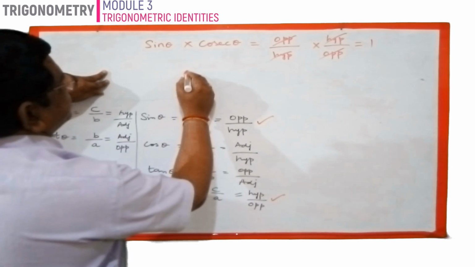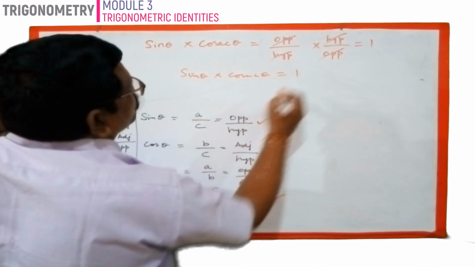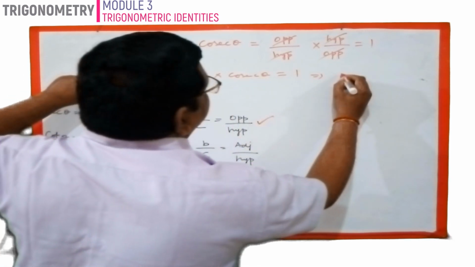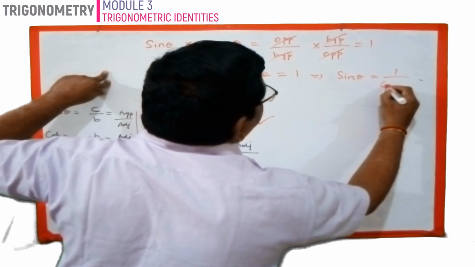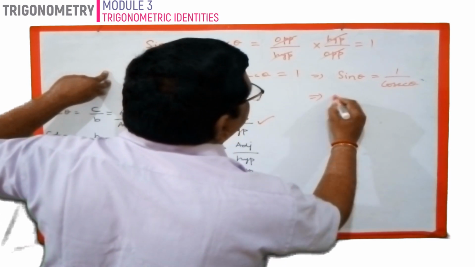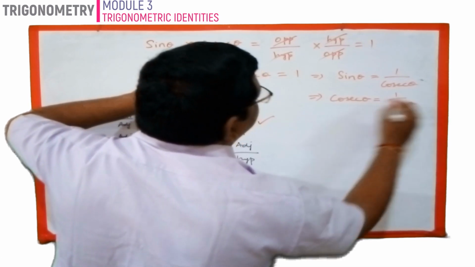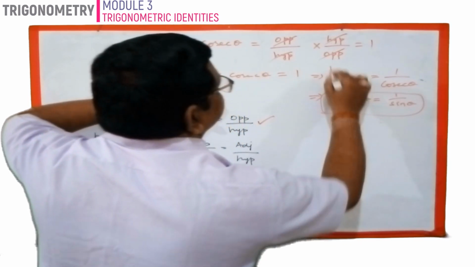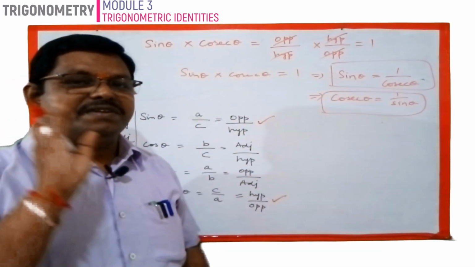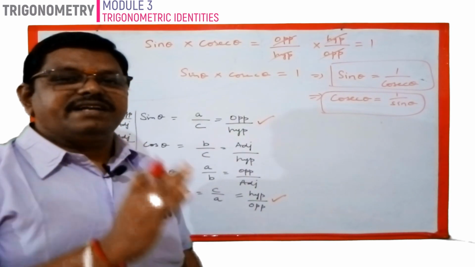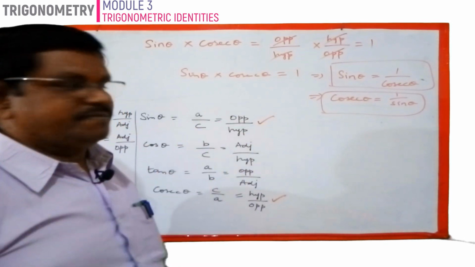So we understand that sin theta into cosecant theta is equal to 1, or from this we can say sin theta is nothing but 1 by cosecant theta, or cosecant theta is nothing but 1 by sin theta. We get 2 formulae. So if anyone asks you this question, what is the relationship between sin theta and cosecant theta, what do you have to say? Sin theta is the reciprocal of cosecant theta and cosecant theta is the reciprocal of sin theta.